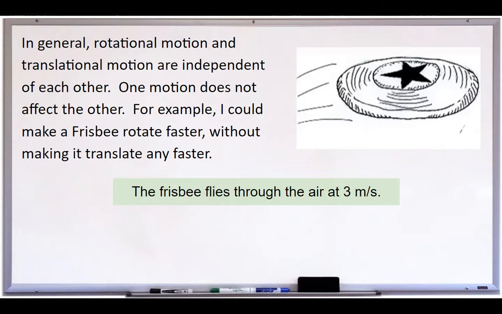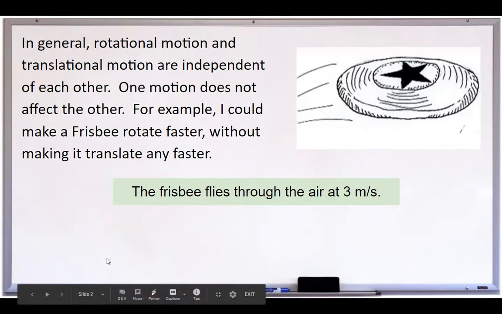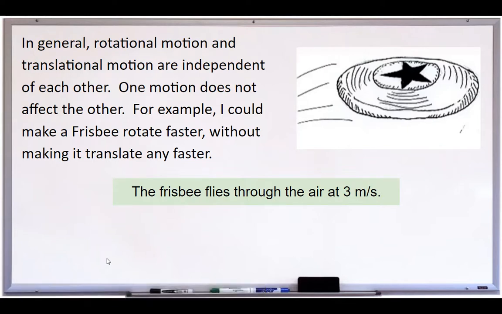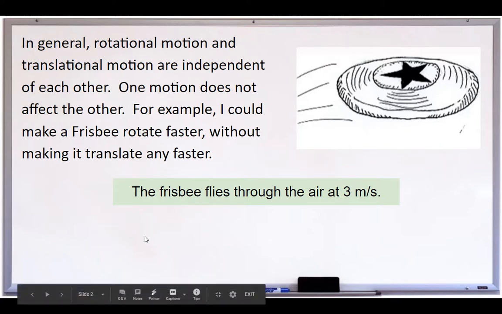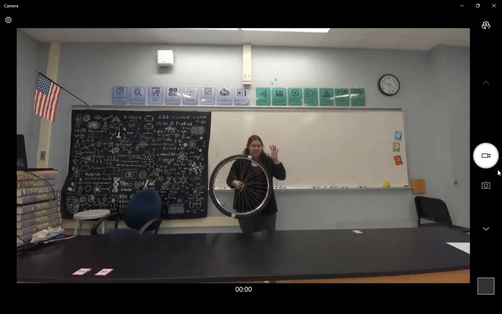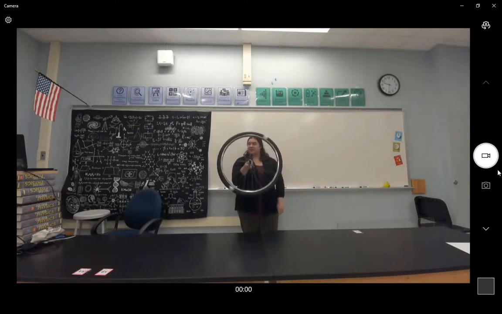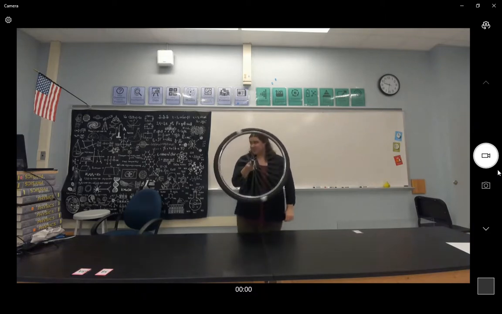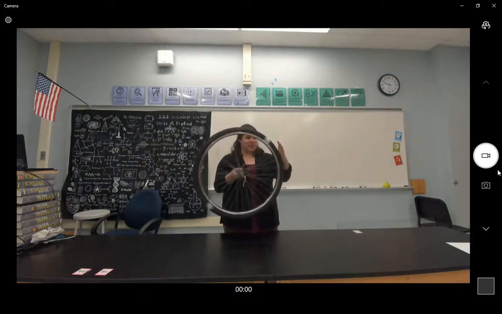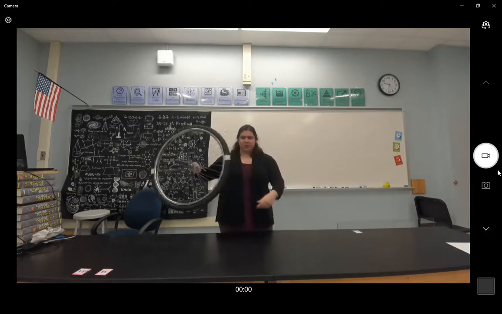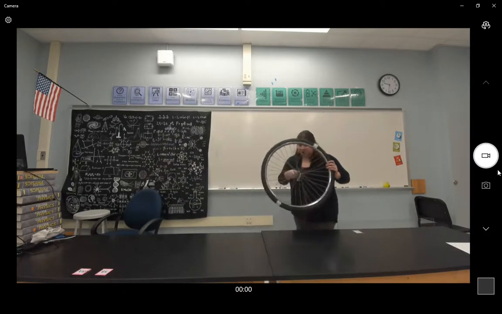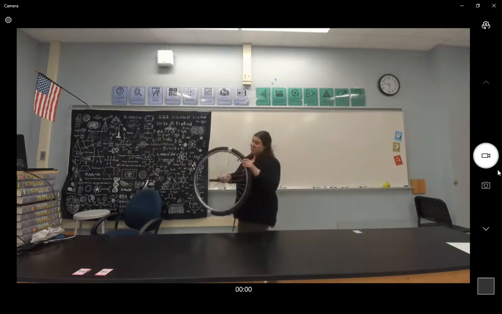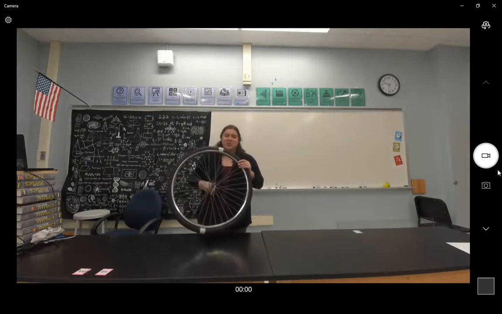Now, in general, rotational motion, the speed at which something is spinning, and translational motion, the speed at which it's moving through space, are completely independent of each other. One motion, the translational, does not necessarily affect or relate to the rotational motion. So, just as an example, if I have this wheel here, it can obviously rotate. Not sure how well that's coming through the camera, but hopefully you can see that this is rotational motion. But a wheel can also undergo translational motion, so changing its physical location in space, moving linearly, and it can also do both at once.